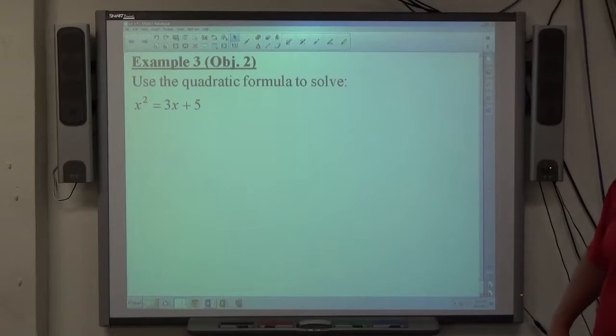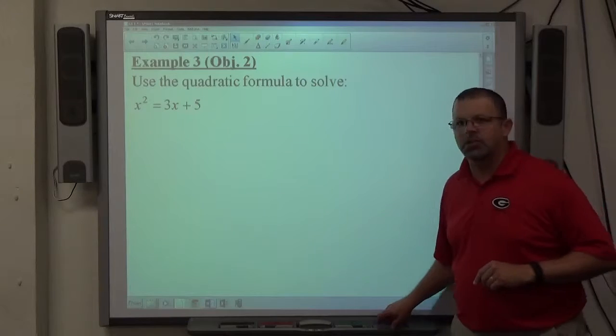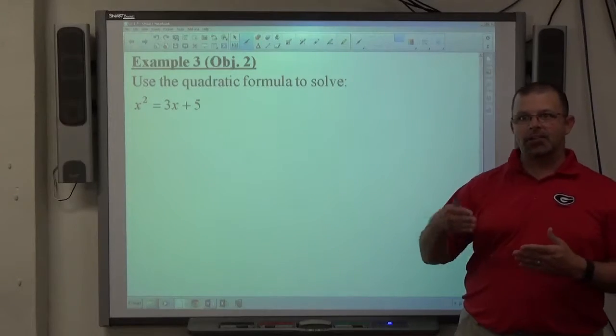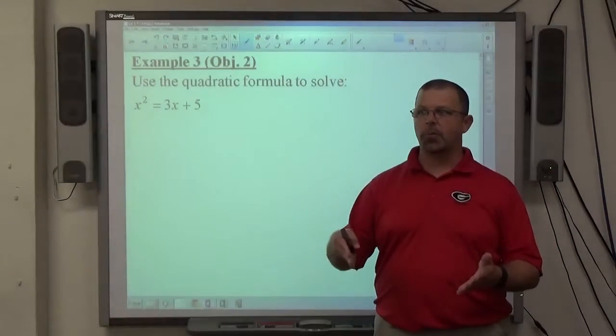Example 3, use the quadratic formula to solve. X squared equals 3x plus 5. Now, before I actually write the quadratic formula up here, let me remind you that the quadratic formula we did last year, we derived it using the completing the square process.